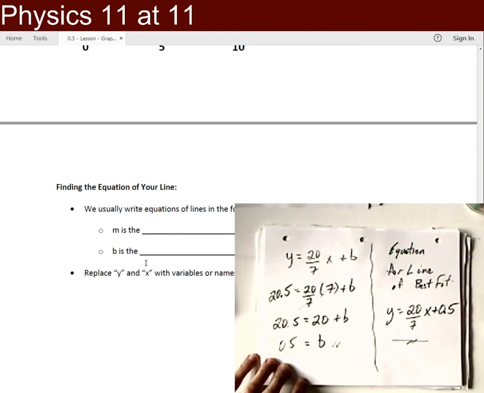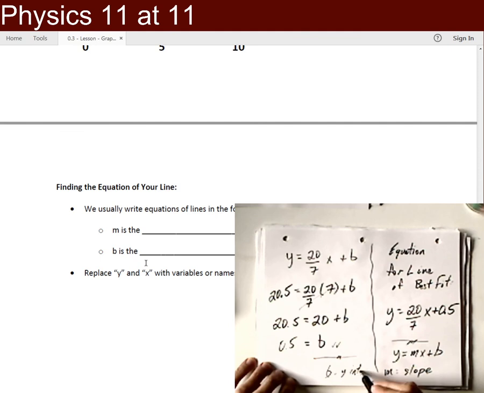Finding the equation of your line. It says we usually write the equations in the form of, and I snuck it in there, but officially y equals mx plus b, where m is what? M is the slope. And b is what? B is the y-intercept. I'll tuck it over here for now. The y-intercept.